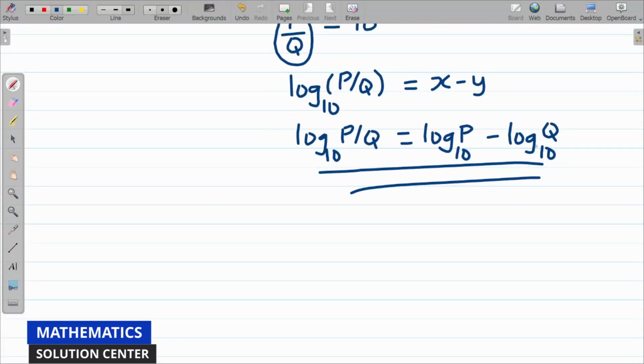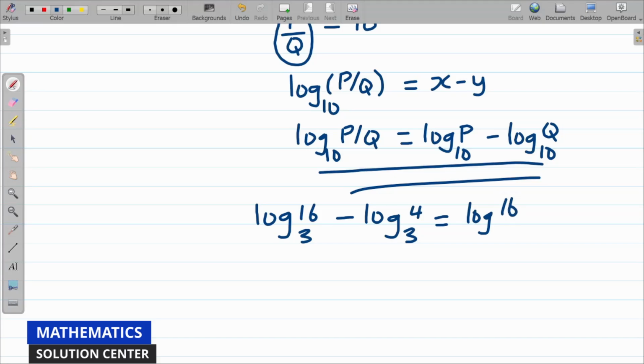So how do we apply it? Take for instance, let's say we have log 16 minus log 4 base 3. Then this is going to be equal to log of 16 divided by 4 base 3. 16 divided by 4 is actually 4, so log 4 base 3. That is our answer.